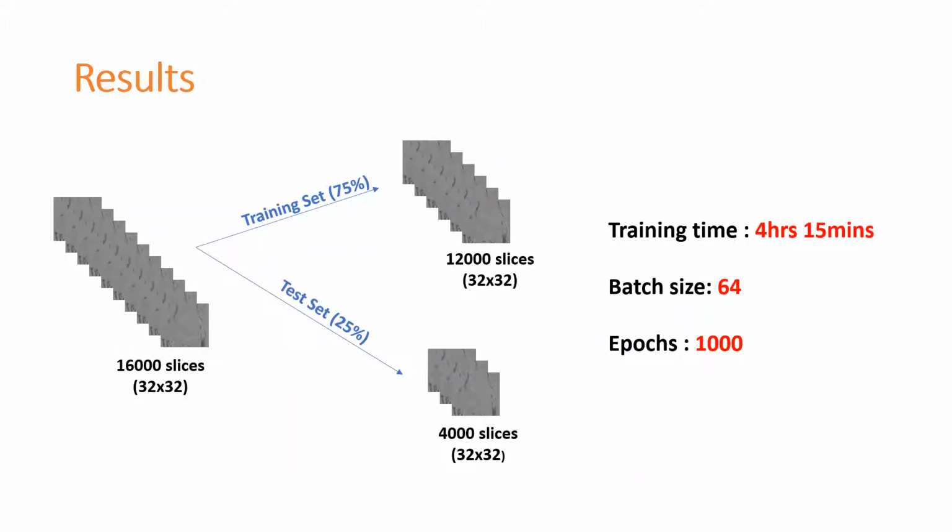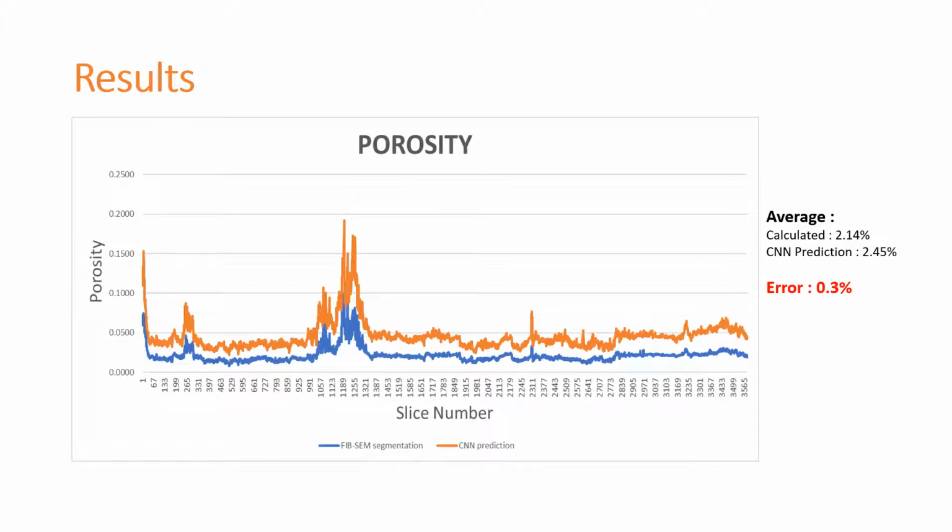The image dataset for our machine learning model was split into 75:25 ratio for training and test set. That is, 12,000 slices were trained and the data was tested on 4,000 slices. The total training time was 4 hours and 15 minutes on a GPU machine with a batch size of 64 and 1000 epochs. These were the following results predicted from our machine learning model.